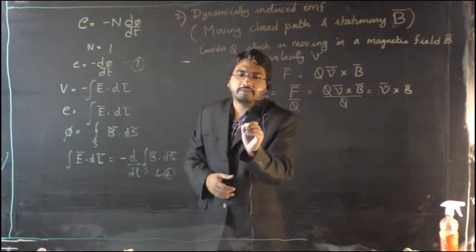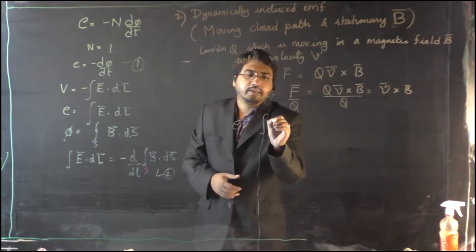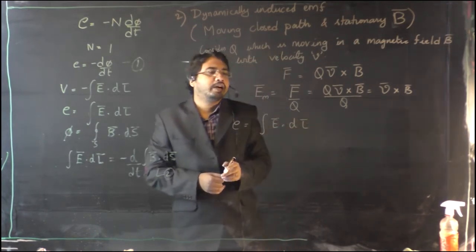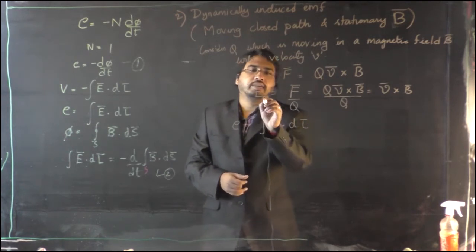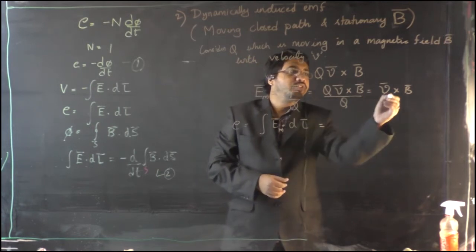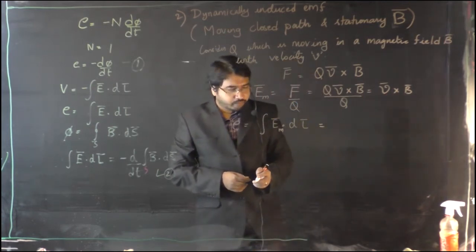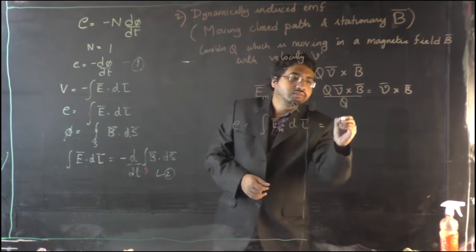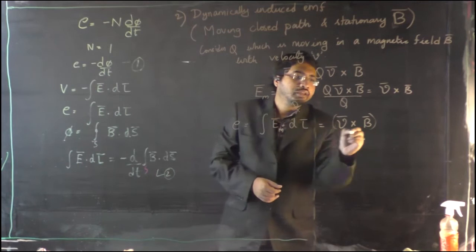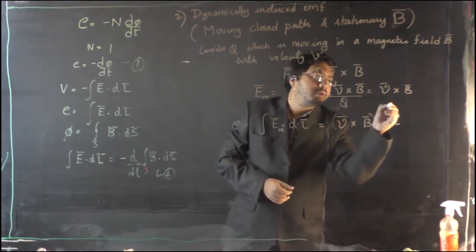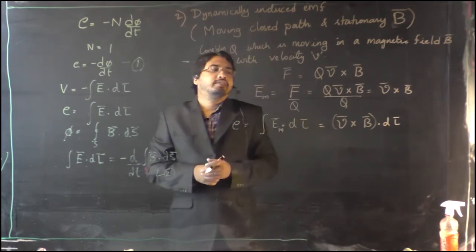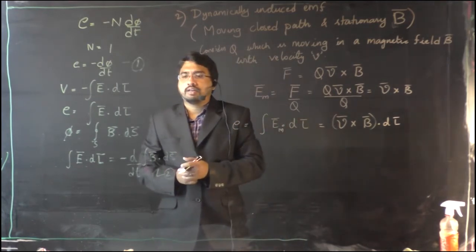The induced EMF is equal to the integral of E bar dot dl bar. Here I am taking the electric field intensity as E M. So what is E M? E M is V bar cross B bar, so the EMF is the integral of V bar cross B bar dot dl bar. Okay, so this is the dynamically induced EMF condition for Faraday's law of electromagnetic induction.